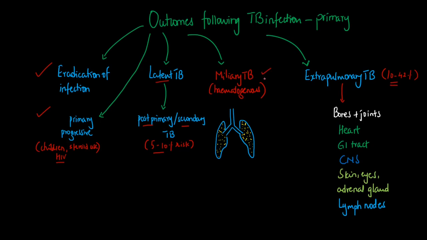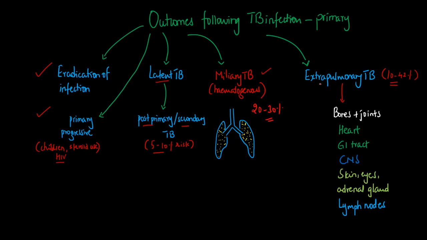Moving on to miliary tuberculosis, this is quite a severe form of disease and involves the whole body. It is spread via the hematogenous route. In the lungs, the appearances are of diffuse nodular shadowing on both sides, and these resemble millet seeds, hence the term miliary tuberculosis. Even with treatment, the mortality approaches 20 to 30%. So that's quite important to remember.